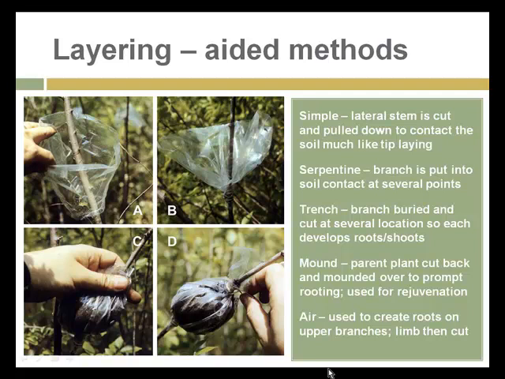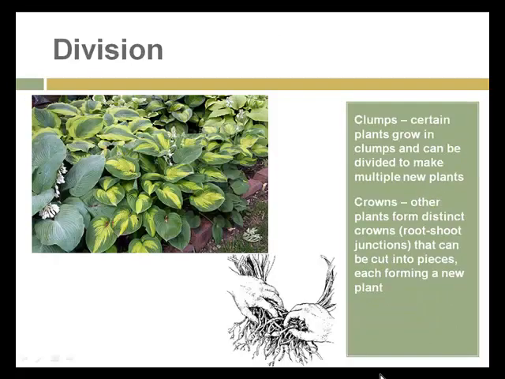Then, in the case of division, clumping plants, and here hostas are illustrated. Hostas are very active, growing from divisions. So the plant is divided. Usually a hosta can easily be divided into four new plants. The new plants are split with a shovel or separated by hand, as is illustrated here, and planted in new locations to propagate them in that manner. And then crowns, certain plants form distinct crowns, root shoot junctions that can be cut into pieces, each one forming a new plant.